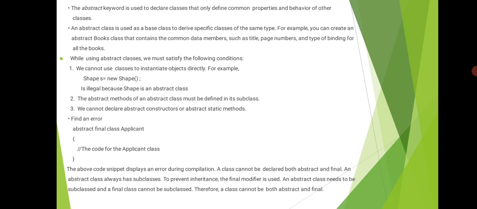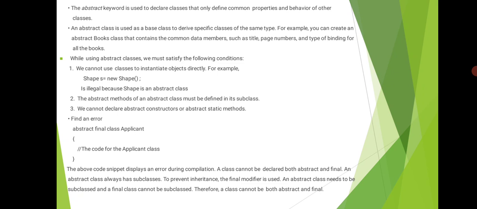For example, you can create an abstract book class that contains the common data members such as title, page numbers, and type of binding for all the books. So you are creating a base class or a super class. These classes are nothing but abstract classes. So abstract classes are always a base class or a super class, and they should always be inherited.